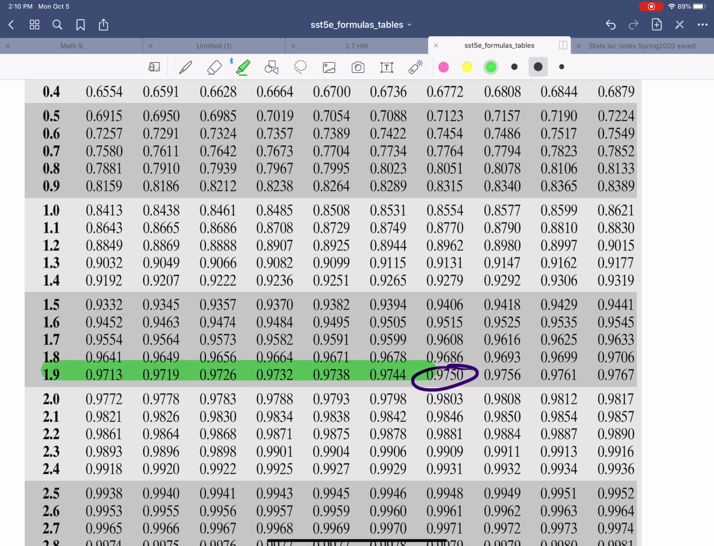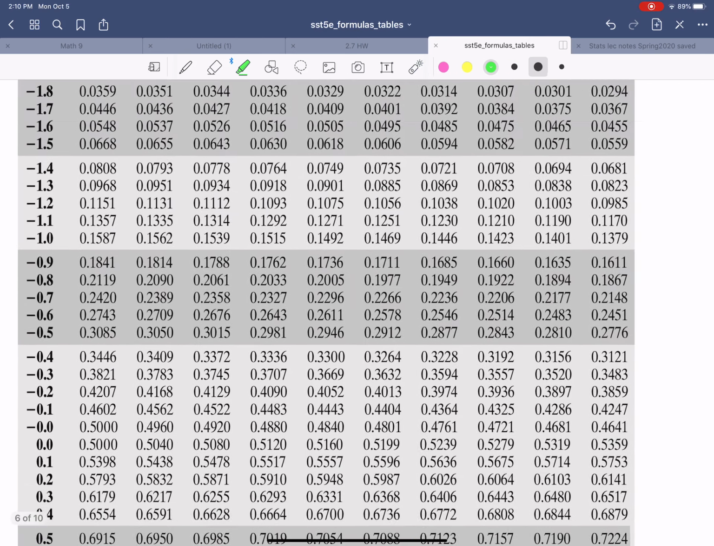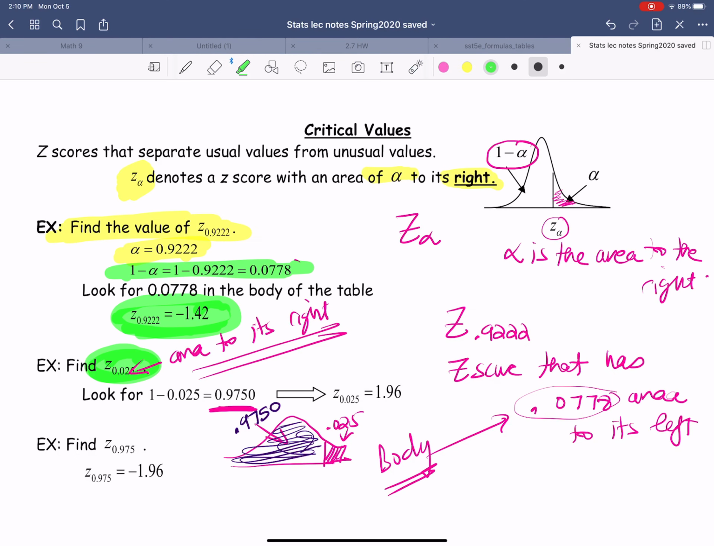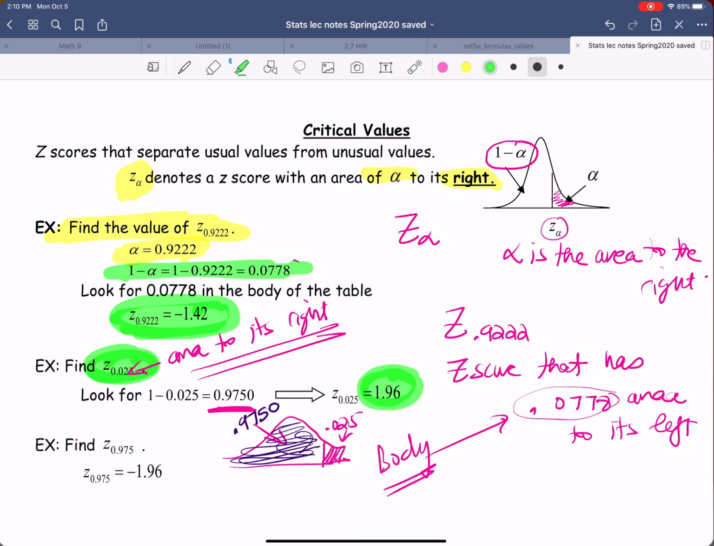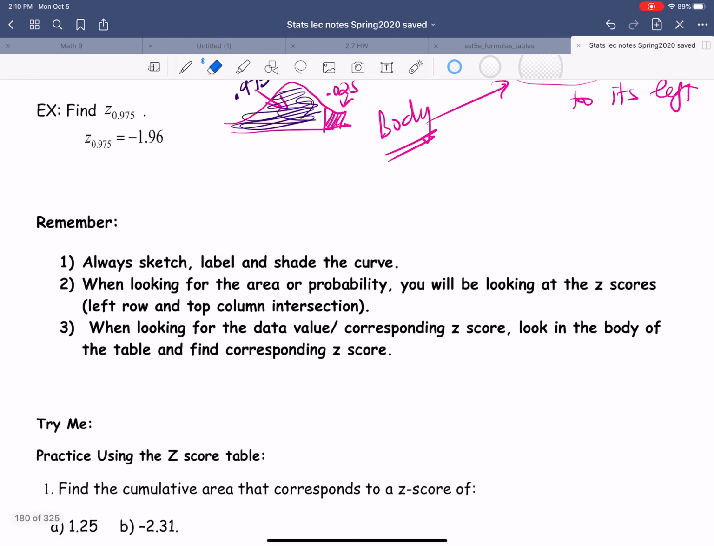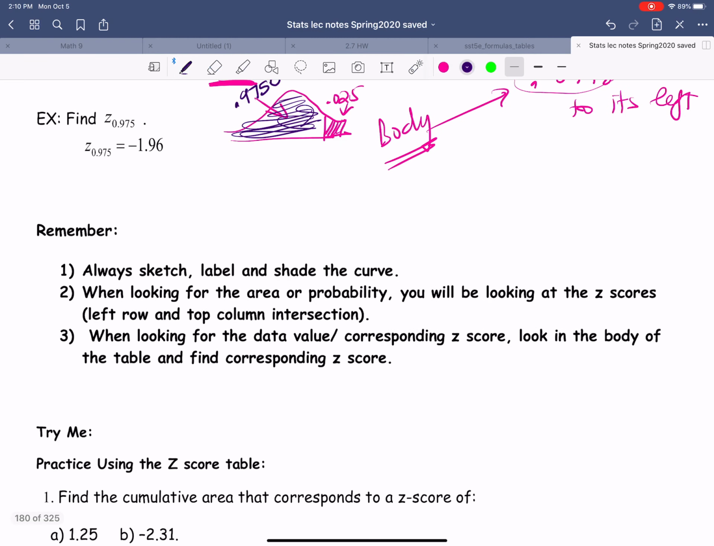And again, if I highlight, 1.96 is what I'm going to get. Okay, there we go. Z is 0.025 area to the right, the critical value will be 1.96. All right, always remember to label and sketch and shade the curve.